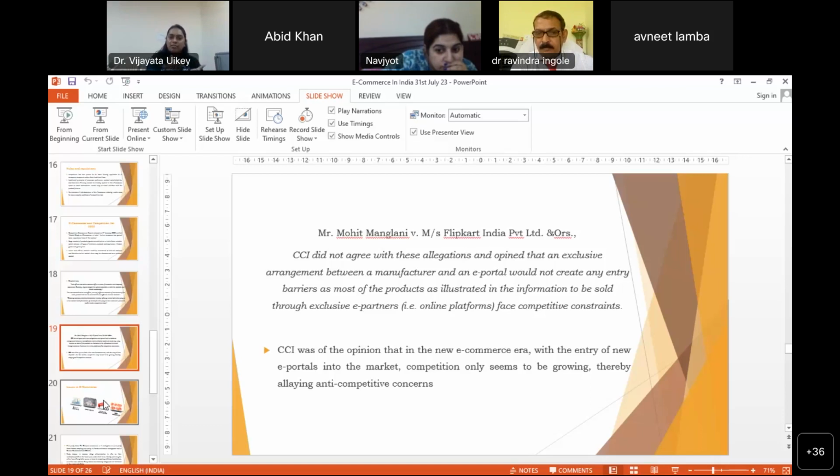Their approach was that both offline and online, brick and mortar and e-commerce, are just two different mediums where the same products are sold and purchased, but their methods will be different. So they did not consider online and offline markets as distinct in any way. The same was shown in the Mohit Manglani Flipkart case, where the CCI did not agree with the allegation and opined that an exclusive arrangement can be made between the manufacturer and the e-portals and it would not create any entry barrier to other competitors.